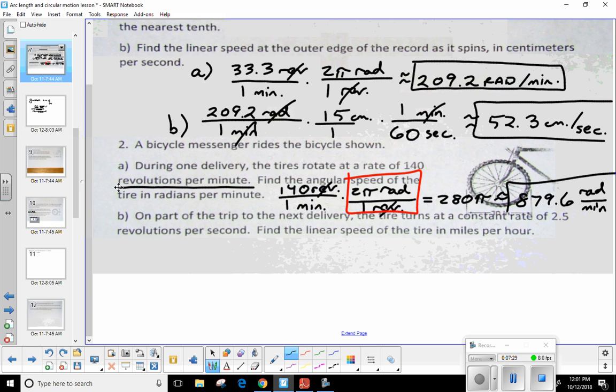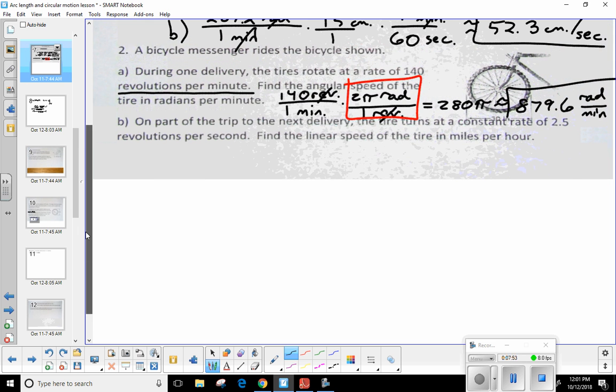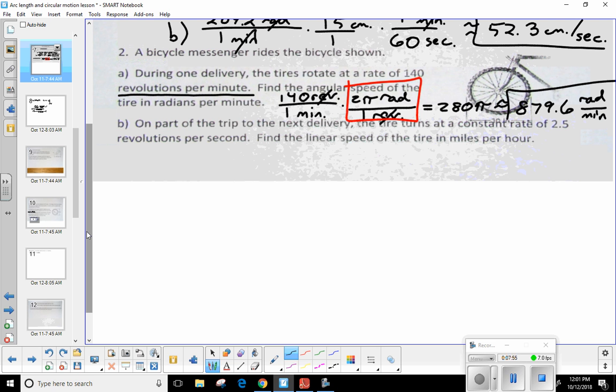So let's take a look at what B says. On part of the trip to the next delivery, the tire turns at a constant rate of 2.5 revolutions per second. So you'll notice we can't use the angular velocity from part A because we've got a different number of revolutions per time, right? So it's like we're almost going to have to start over. So you always start the problem with the revolutions per time.